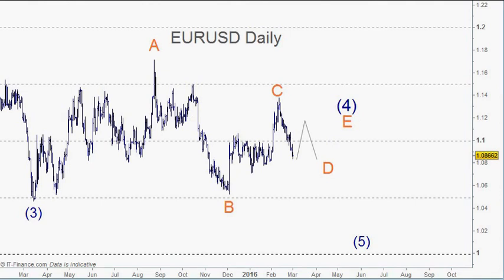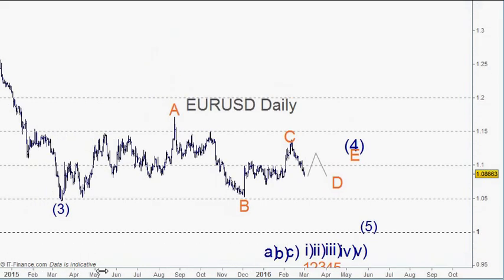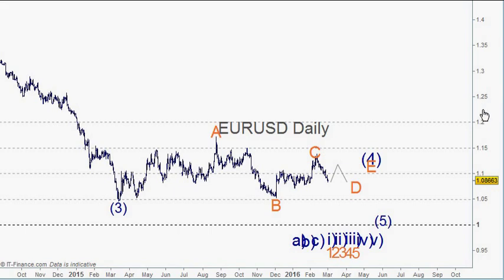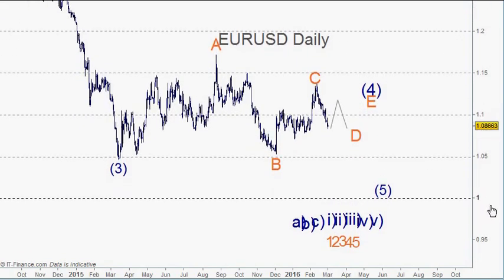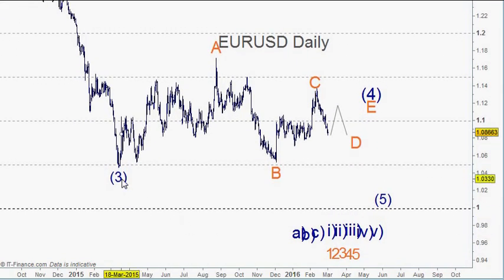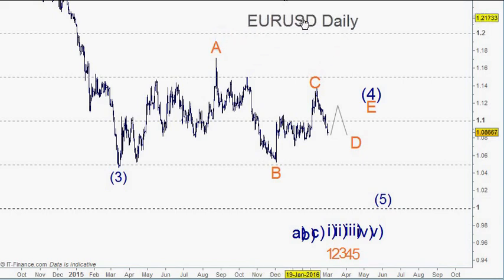Welcome to Trading Lounge and the European pairs, and we're looking at the Euro US here in this wave 4. Just to give a bit of perspective here, we're looking at wave 3 here, and we're moving sideways in a complicated wave 4 correction. It's that simple. It's that complex.